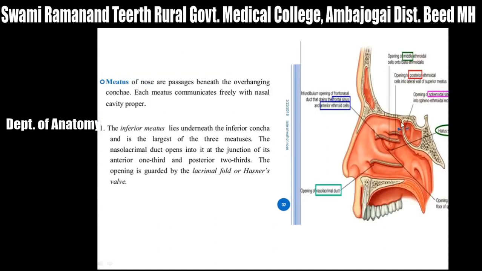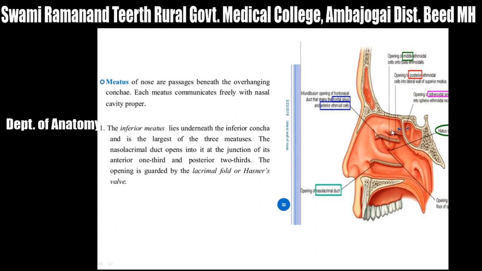Then what is the meatus? When there are shelf-like projections, you can see that beneath that shelf there are grooves, and these grooves are called meatus. So the meatuses of the nose are nothing but passages just beneath the overhanging concha.